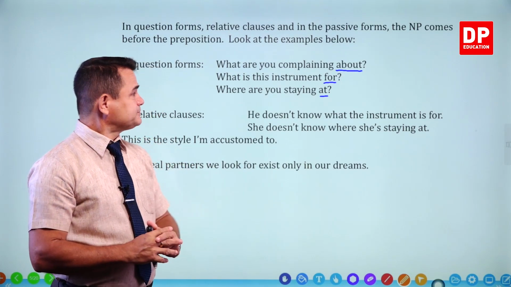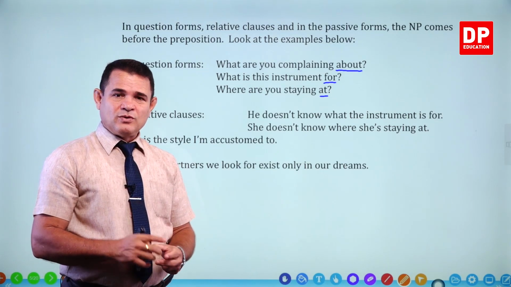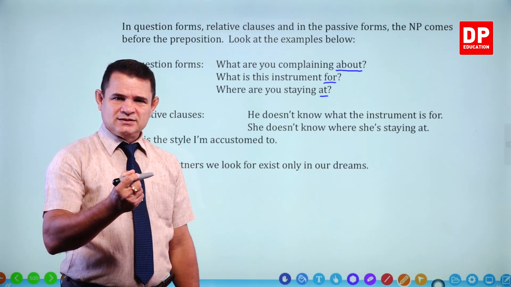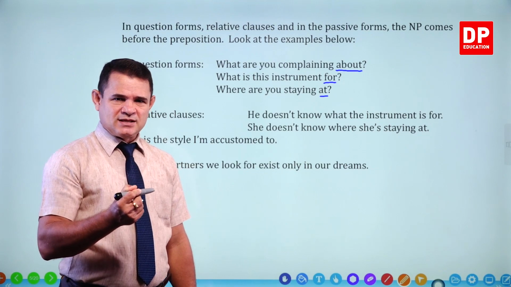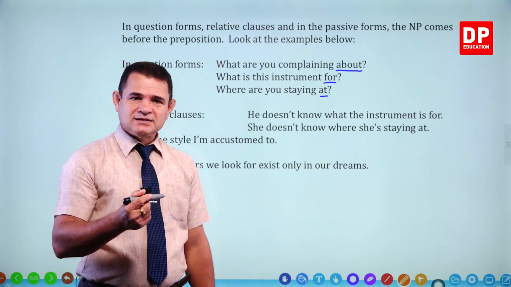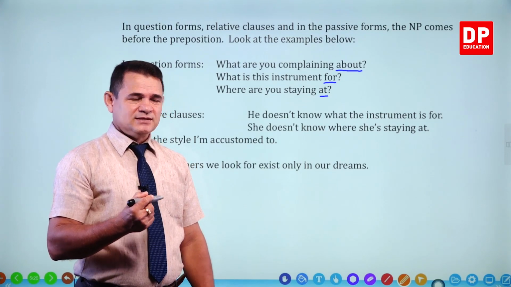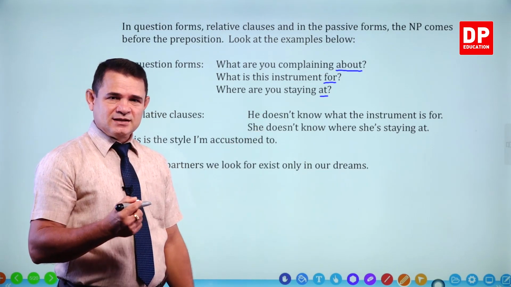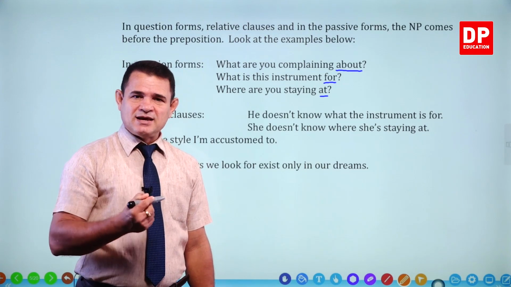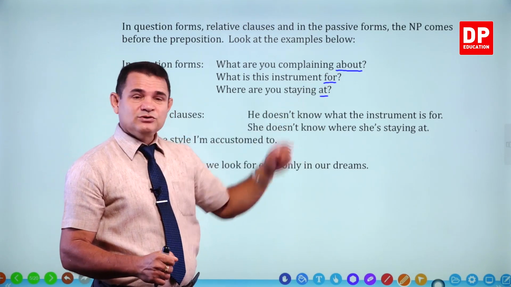Complaining about. What is this instrument for? මේ උපකරණය මොනවටද? කුමක් කිරීම සඳහාද කියන්න ඕනේ. Where are you staying at? ඔයා කොහෙද නැවතිලා ඉන්නේ? You see the style of using staying at. What are you looking at? මොකක් දිහාද ඔයා බලා ඉන්නේ? Looking at, staying at, right? Remember the use of preposition.